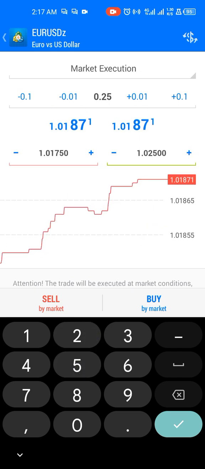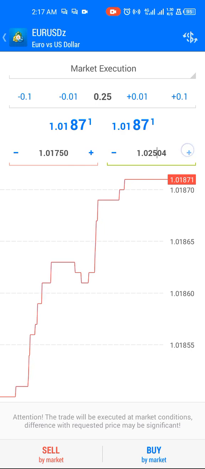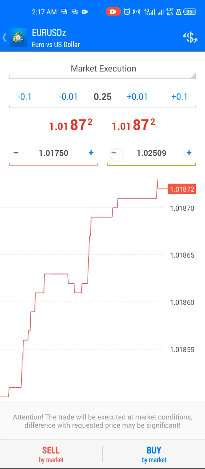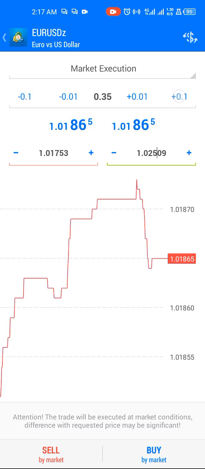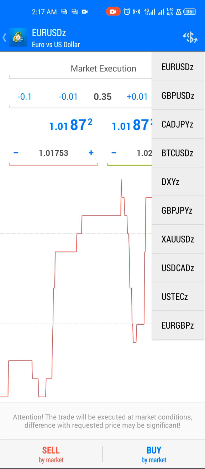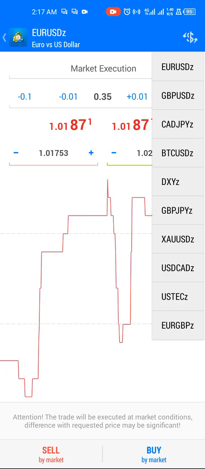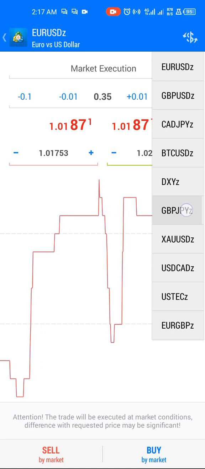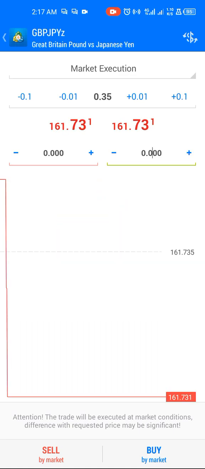Okay, so this is basically everything in the trade screen. This place is to increase the price, reduce the price, increase the lot size, reduce the lot size, depending on what you want. Then this place is to change what you want to trade, just like on the chart screen. You can also change what you want to trade on the trade screen. So I can switch to trading GBP JPY, for example. So once I click buy or sell, I'll be placing a trade.